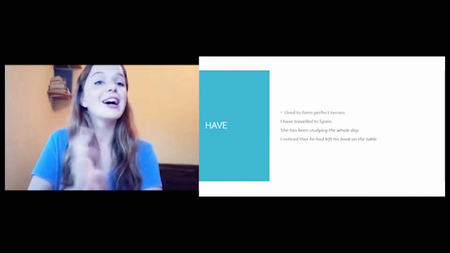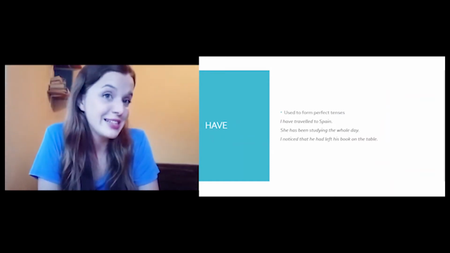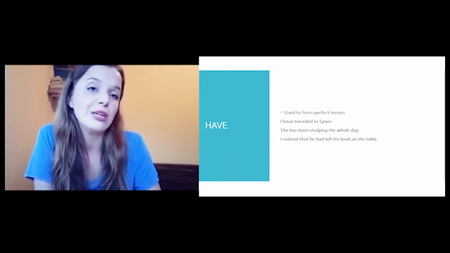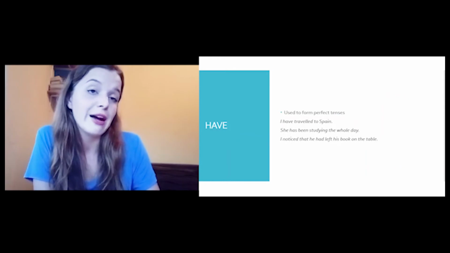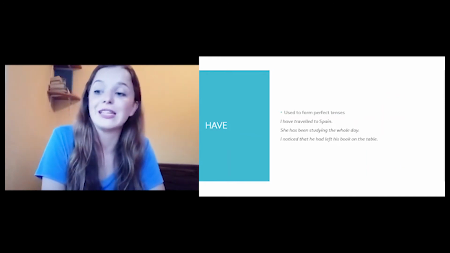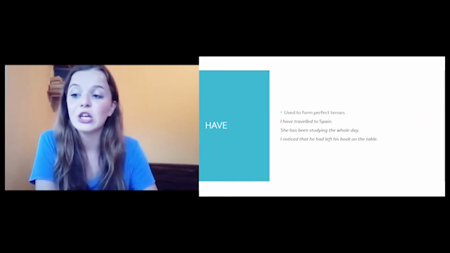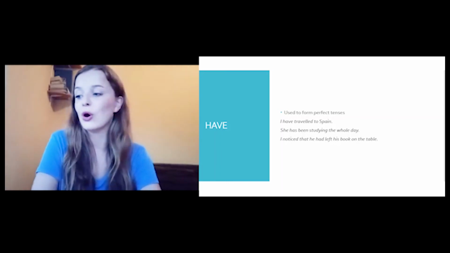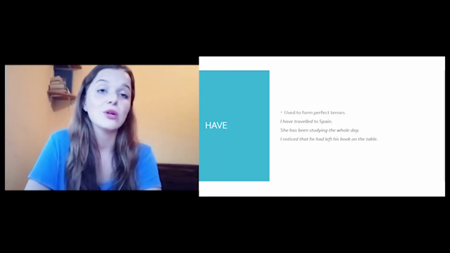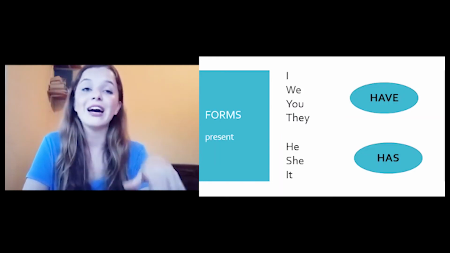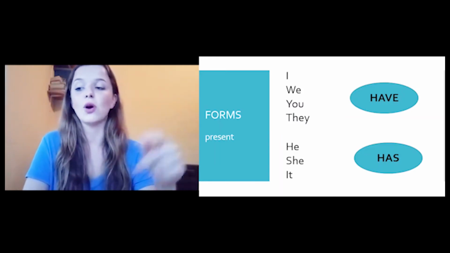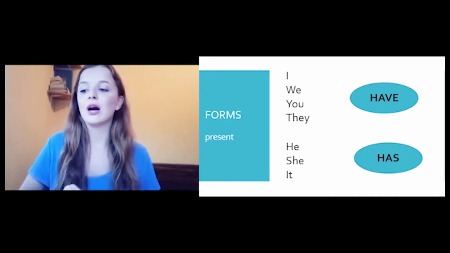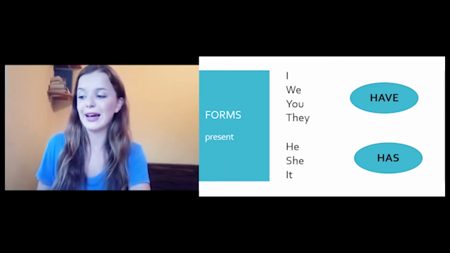Then we have have. It's used to form perfect tenses. On the contrary, be was used to form progressive tenses, then we had do for simple tenses, and now have is used to form perfect tenses, like I have traveled to Spain, she has been studying the whole day, I noticed that he had left his book on the table. Here in the present tense, we also have two forms: I have, while he has or she has. So I, we, you, they are used with have, while he, she, it is used with has.